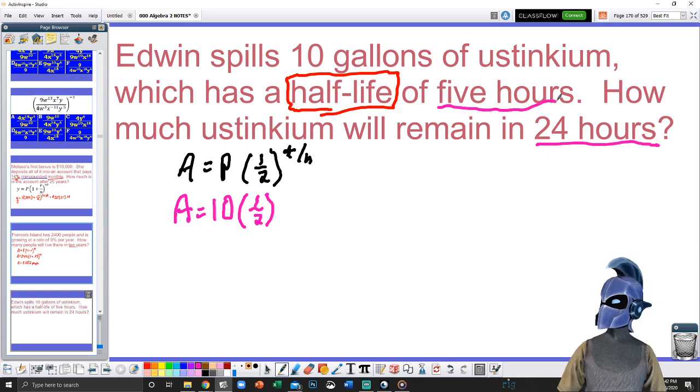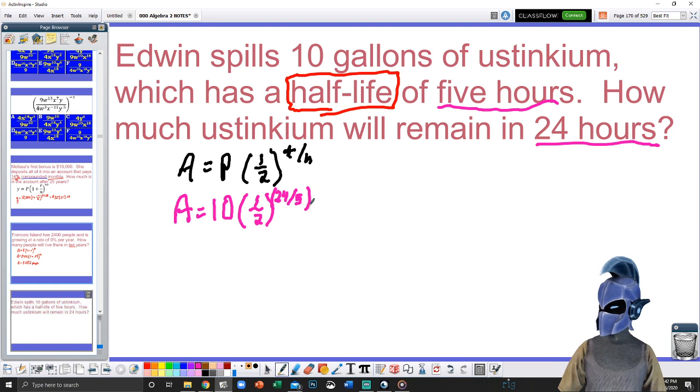Our half-life is also in hours. They both have to be the same label, remember. So since they're both in hours, I'm just going to use those numbers. Half-life was 5 hours, so that's going to be where the H is. 24 is your time, so that's going to be here where the T is. Remember to always put your exponent in parentheses.